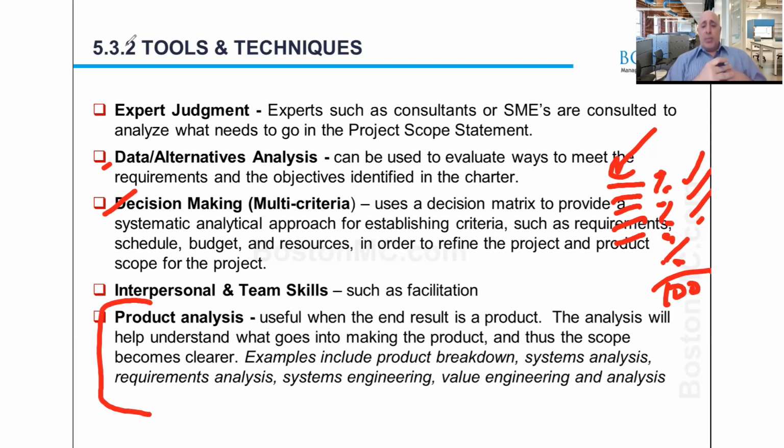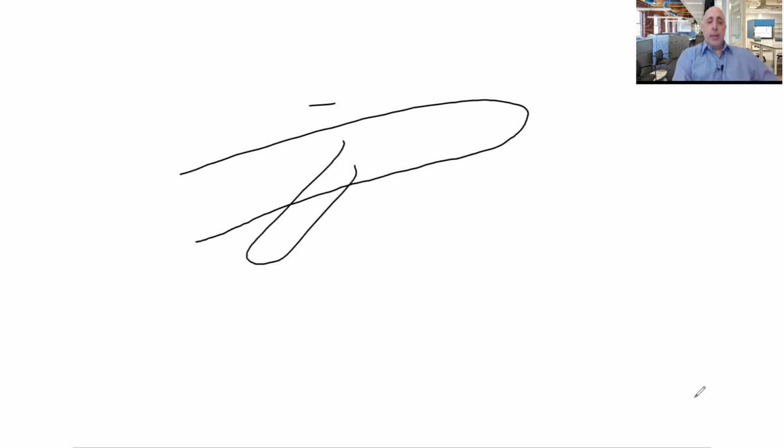If the end result is a product, you may want to look at what goes into the product. And for every piece of the product, you analyze it and figure out what scope would be required to satisfy it. Let me see if I can show you this on my whiteboard. All right, so if we were looking at the product, and let's say the product was an airplane, right?